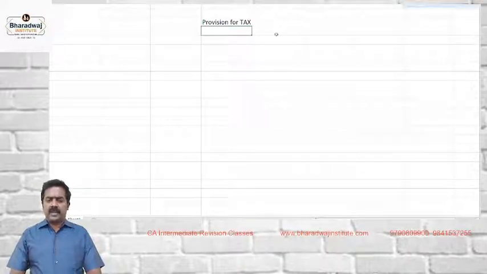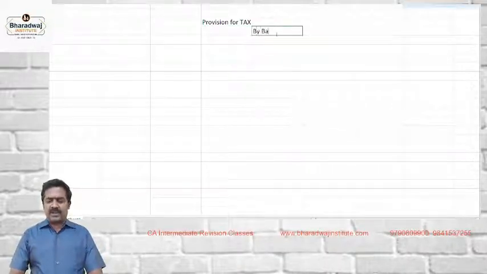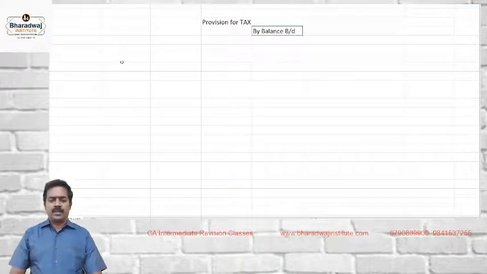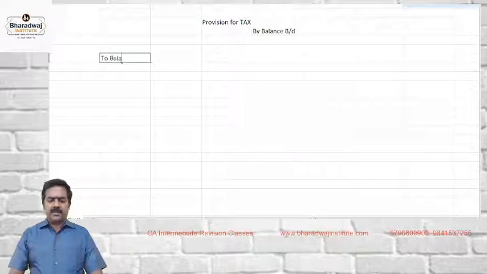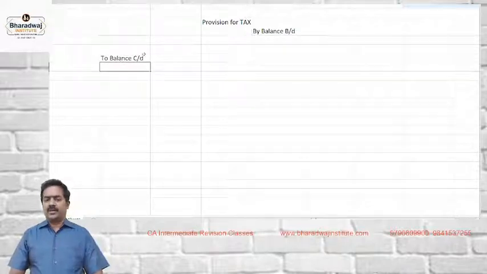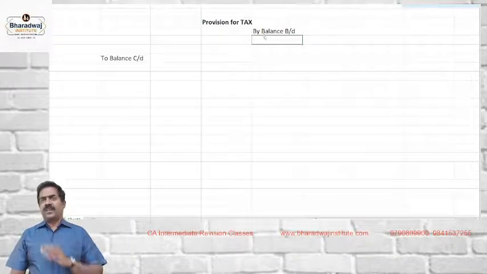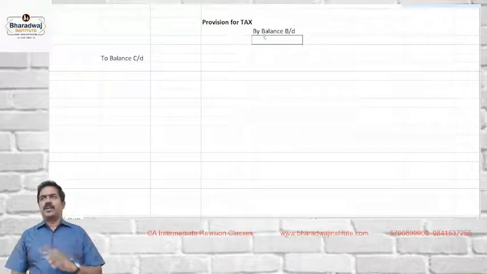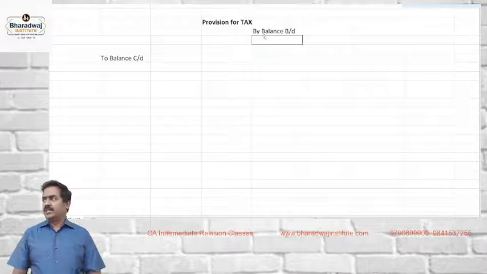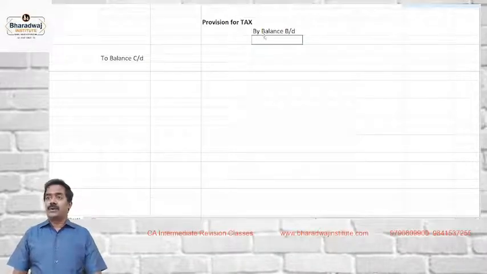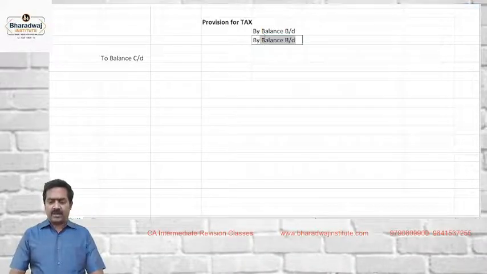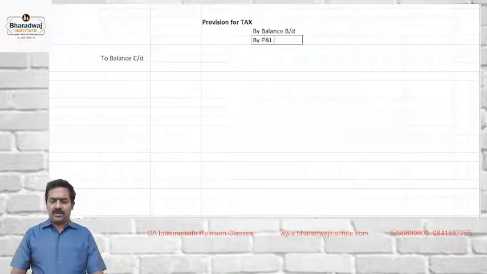In the opening balance sheet, they will give you the opening balance, of course. You can do it by ledger method or a statement method. I go by ledger method. Closing balance will have to balance carried down. When they create a provision, be it provision for tax or proposed dividend or provision for depreciation, what is the entry they pass? P&L account debit, to provision for tax. So by P&L account, this represents the current year provision.